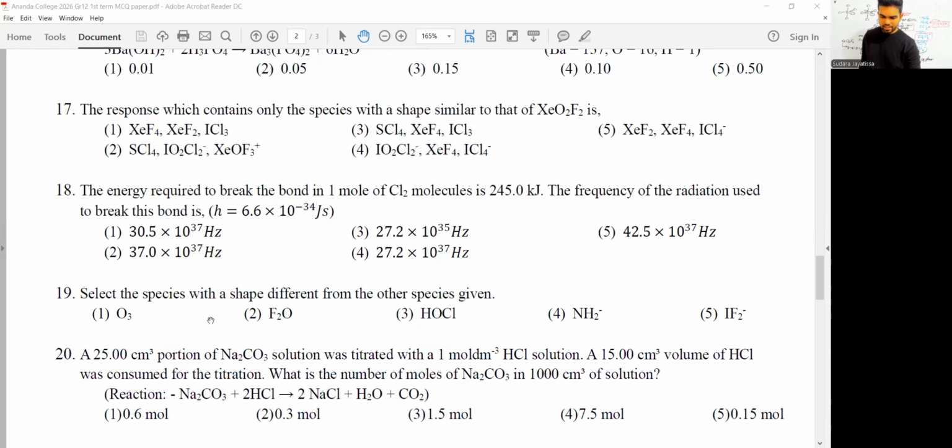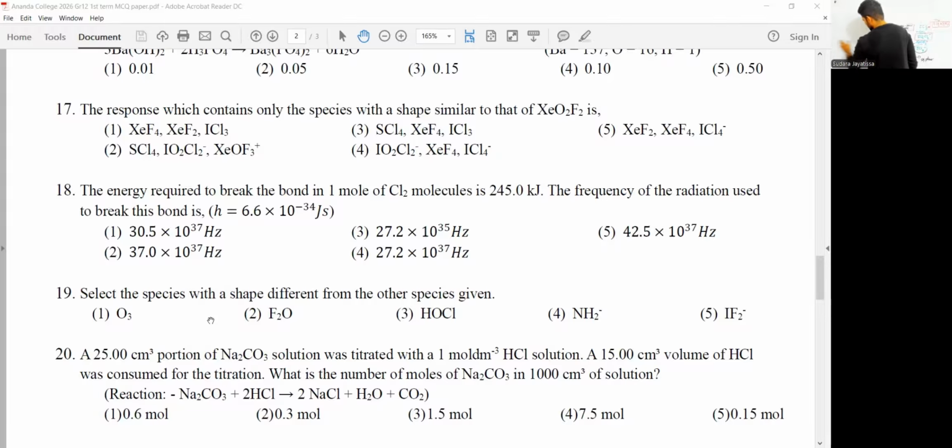Yeah, 18th question. The energy required to break the bond in 1 mole of Cl2 molecules is 245.0 kilojoules. It's asking the frequency of the radiation used to break. Okay, so here they have given energy for 1 mole.